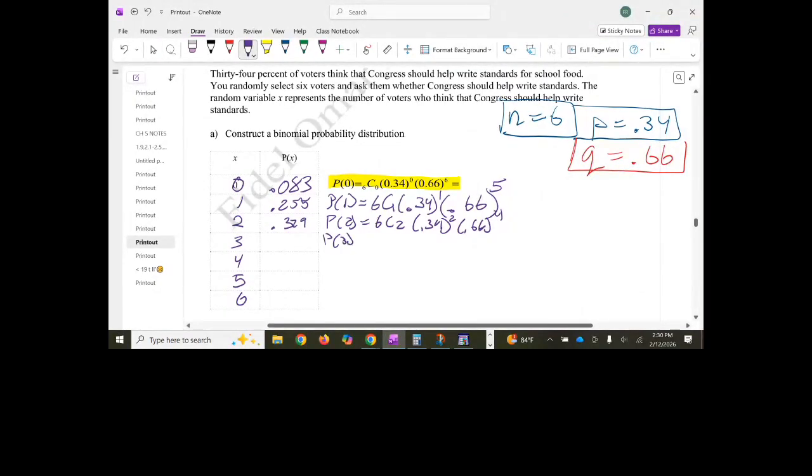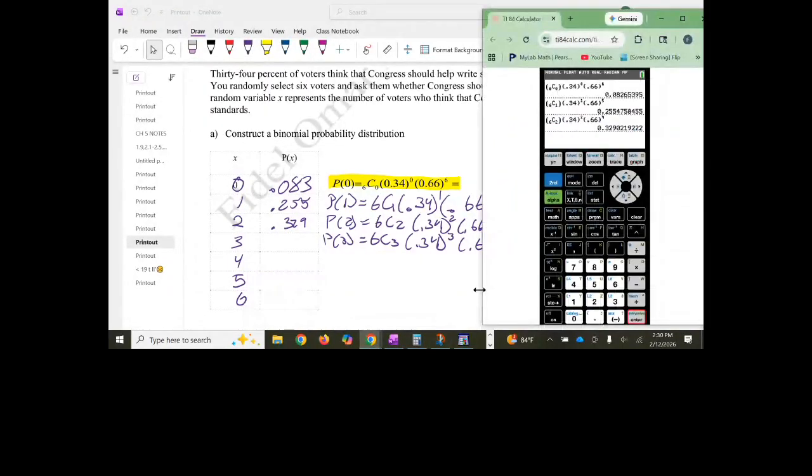Okay. Probability of 3. 6, choose 3. 0.34 to the third. 0.66 to the third. Okay. Boom, here we go. All right, second enter. Y'all, I like that second enter feature just because it saves me some time, right? When I'm going through this, I don't have to enter everything all over again. All I've got to do is make sure I'm real careful and put my numbers where they're supposed to be. 0.226.